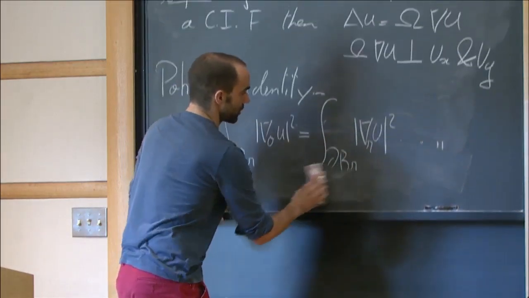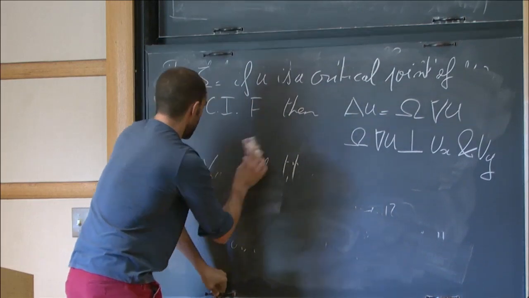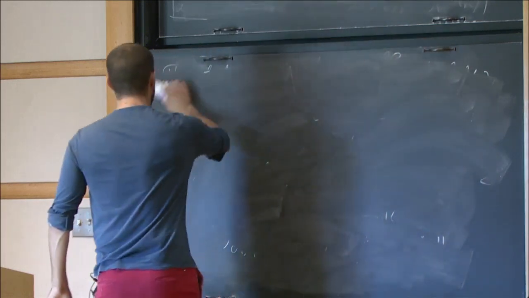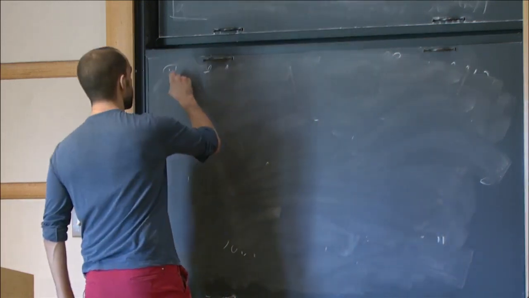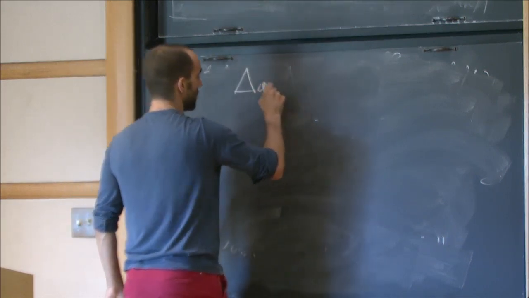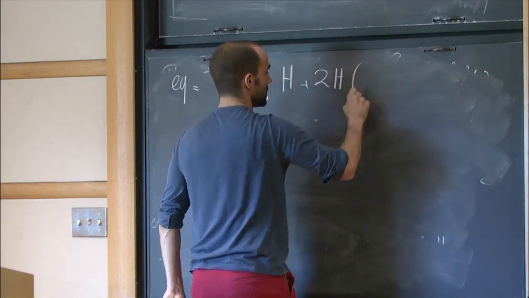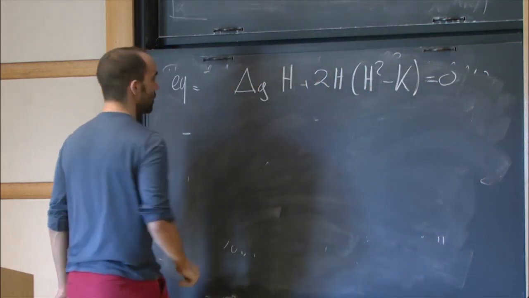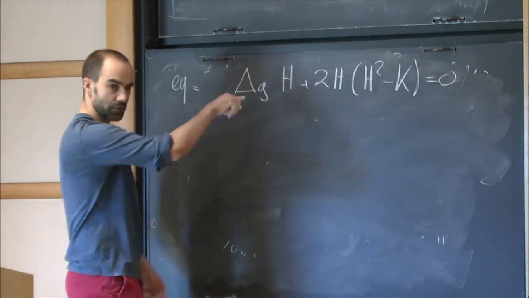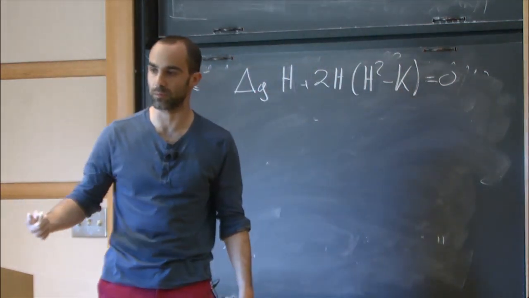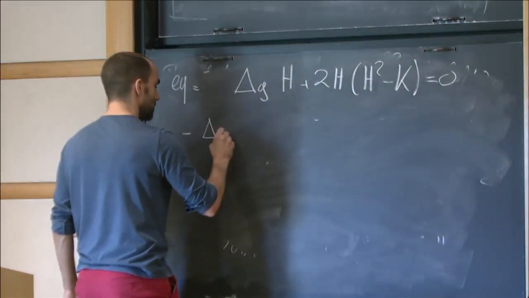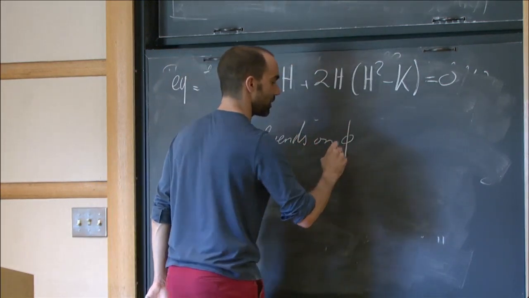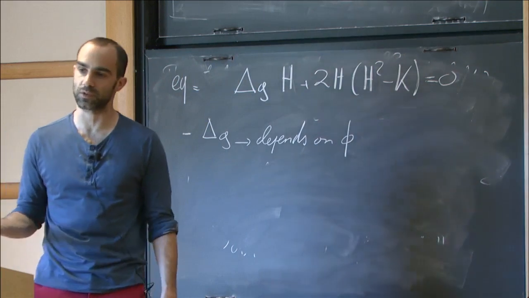Now, from the PDE point of view, what is the equation satisfied by critical points of the Willmore energy? The classical equation is the following: Δ_g H + 2H(H² − K) = 0. So here we have two problems. The first one is that it's a fourth order equation because H is itself a Laplacian of the immersion, but g depends on φ. The coefficient of the operator depends on the immersion, which is one problem.